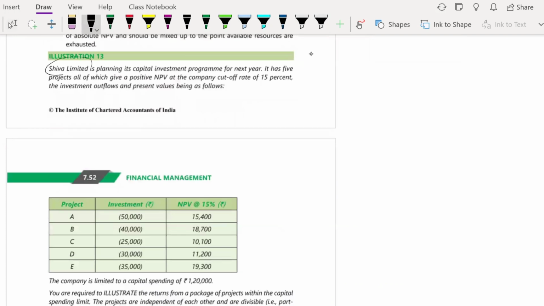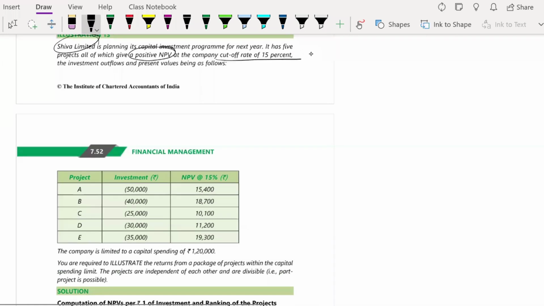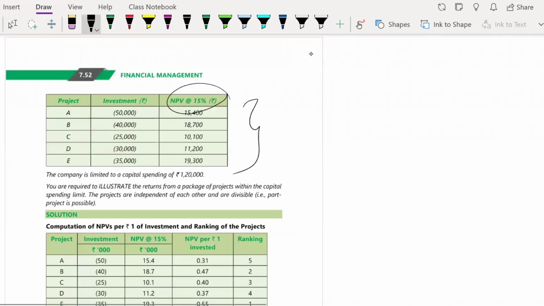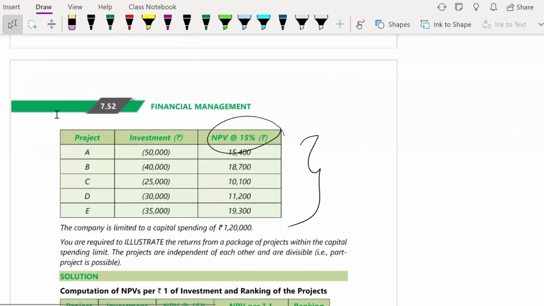Okay. So Shiva Limited is planning its capital investment program for next year. It has 5 projects, all of which have a positive NPV at a cutoff rate of 15%. So at 15%, all the NPVs are positive here. But they are telling that they have a maximum budget only of 1,20,000. They can spend only a maximum of 1,20,000. Okay. So this is nothing but the concept of capital budgeting under capital rationing.